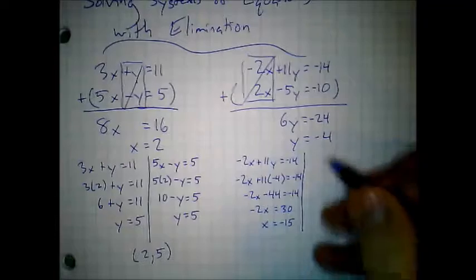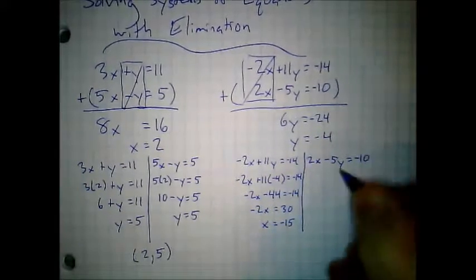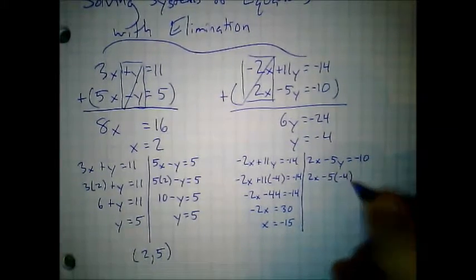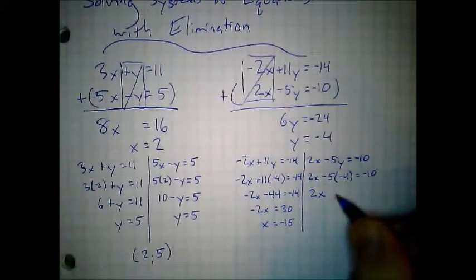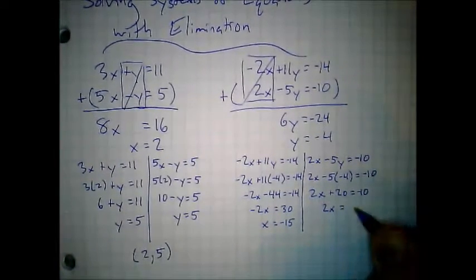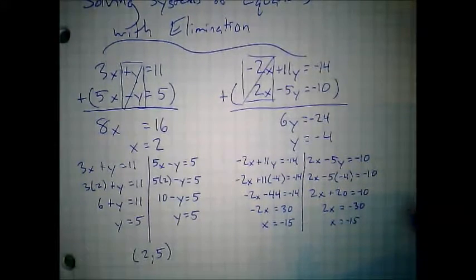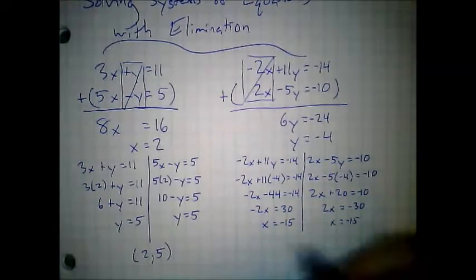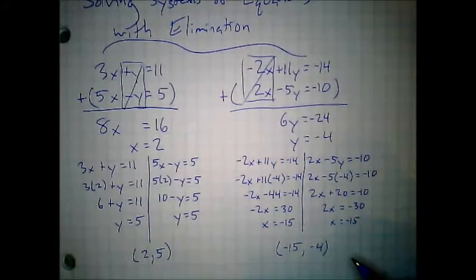So I got to figure out, well, what is my x in my second equation? So I have 2x minus 5y equals negative 10. Substitute negative 4 in for my y. 2x minus 5 times negative 4 equals negative 10. 2x, negative 5 times negative 4 is positive 20, equals negative 10. Subtract 20 from both sides, 2x equals negative 30. Divide by 2, x equals negative 15. That's exactly what I wanted. When x equals negative 15 in both of my equations, y equals negative 4. So these two lines will intersect at the point negative 15, negative 4.